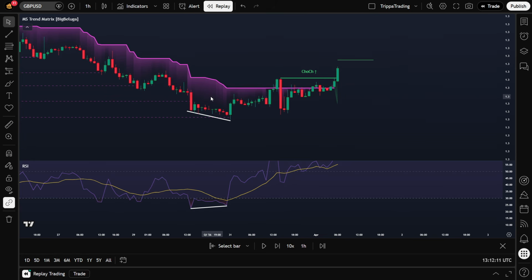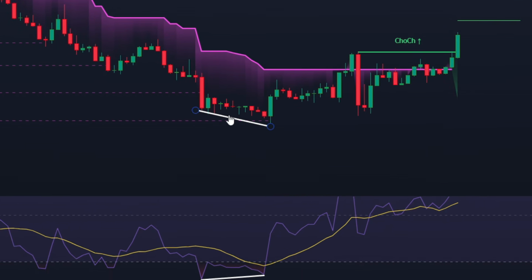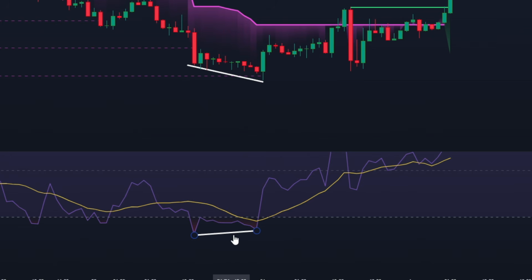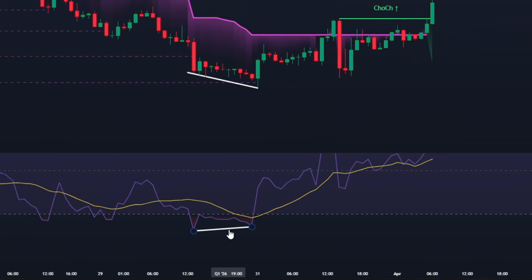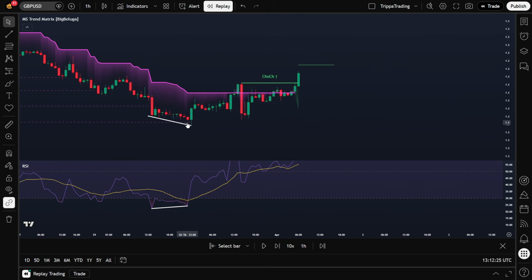This is the same logic in reverse. Imagine price is in a downtrend. Then price makes a lower low, but when you check RSI, RSI makes a higher low. That is bullish divergence. It tells you downside momentum is weakening and bullish pressure may be starting to build.